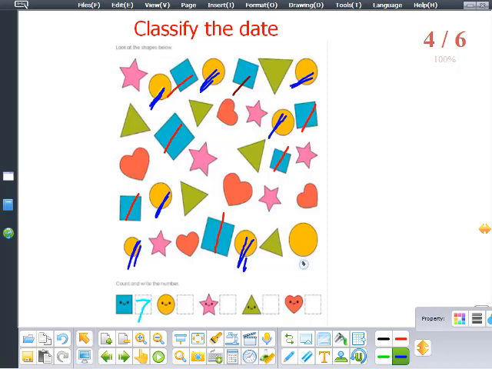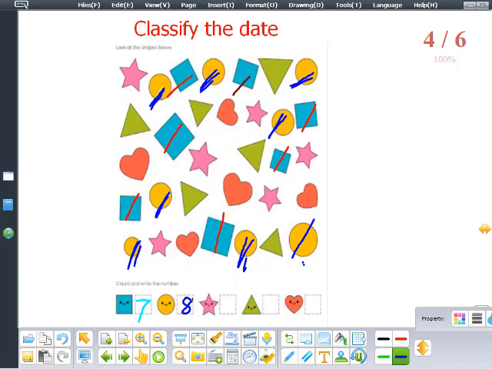Oh, we have forgotten this. Don't forget. That's why we make a cross. 8. So how many circles do we have? 8. 1, 2, 3, 4, 5, 6, 7, 8. So let's write number 8.